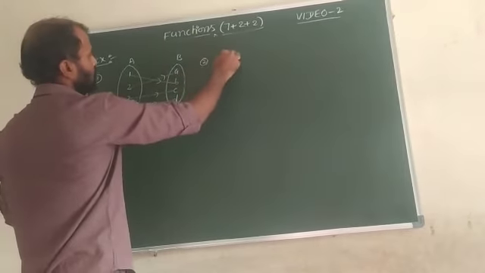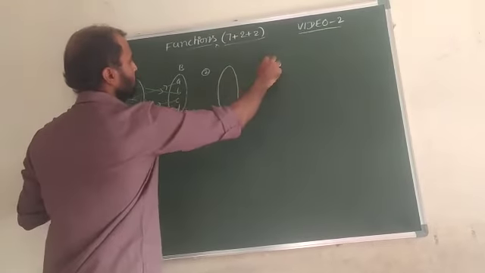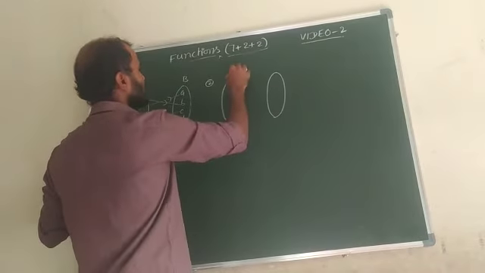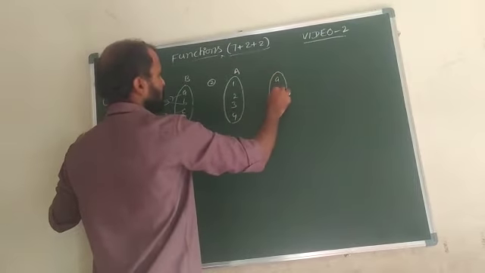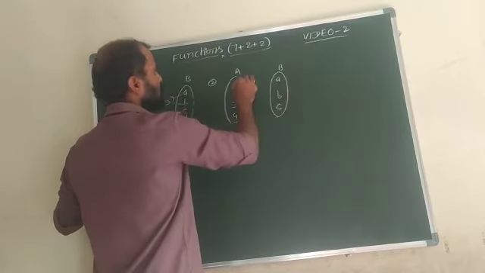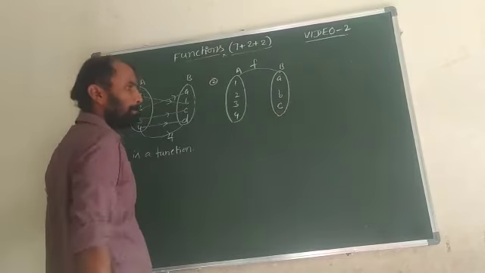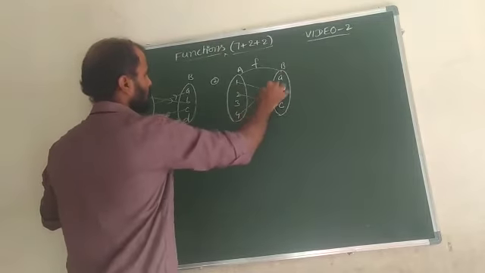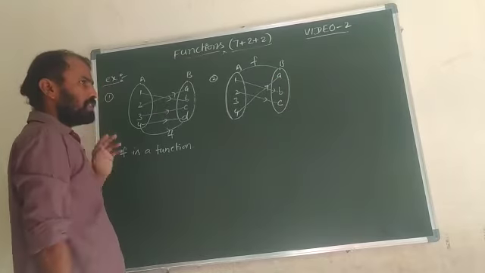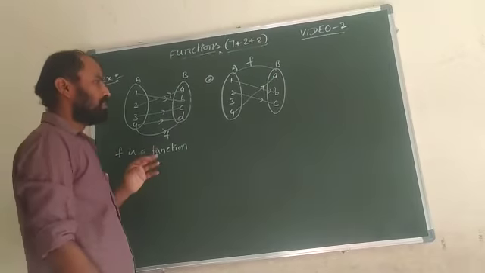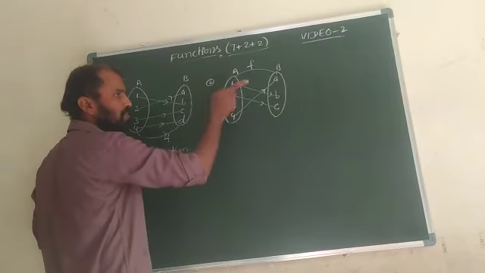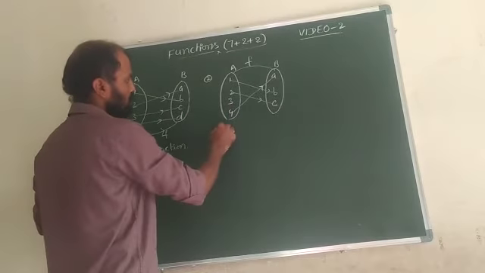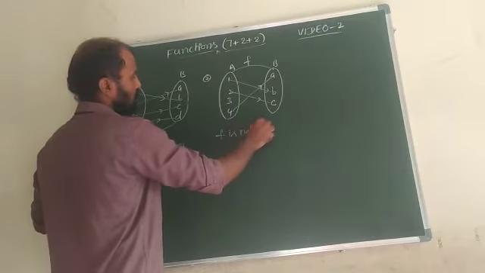Next, second example. 1, 2, 3, 4 is set A, and set B has A, B, C, 3 elements. So a function f from A to B. Now 1 maps to B, 2 maps to 3, and 4 maps to A. Is it a function? No. Since what have we defined? Every element in set A has a unique image in set B. So here 3 has no element. So it is not a function. f is not a function.